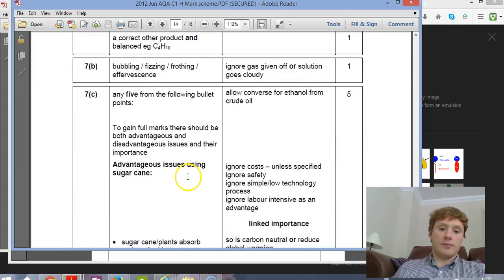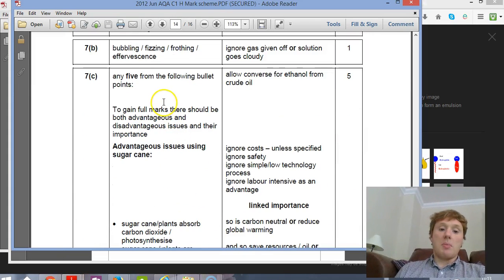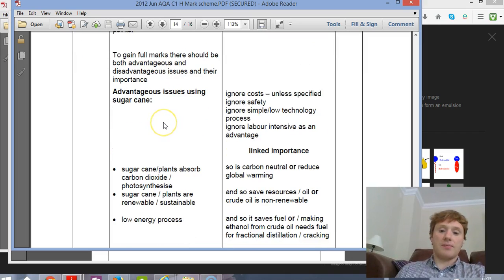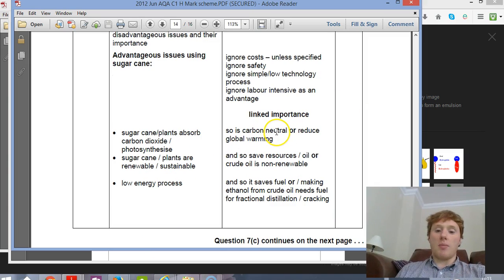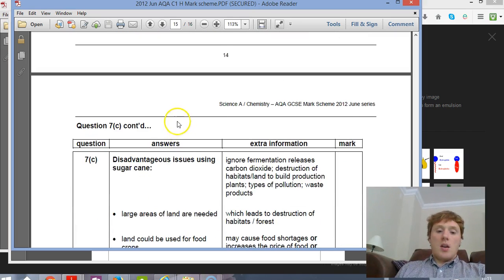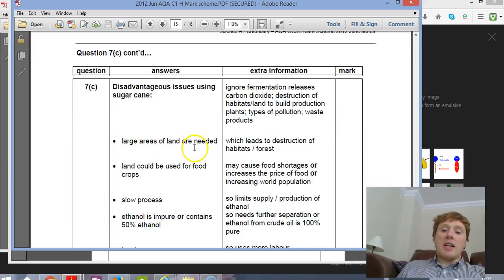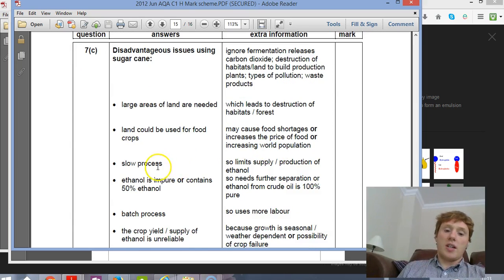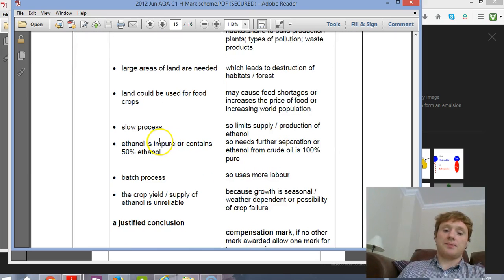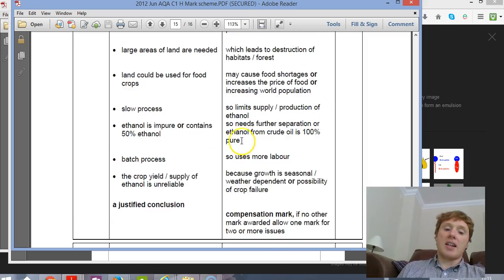Right, so there should be both advantages and disadvantages. Sugarcane absorbs carbon dioxide, sugarcane is sustainable, low energy, so it's carbon neutral, saves resources, saves fuel. Disadvantages of sugarcane: you need land, which leads to destruction. Land can be used for food, so there's food shortages. It's slow, so that limits it. It's impure, so you need to do something else to make it 100% pure.